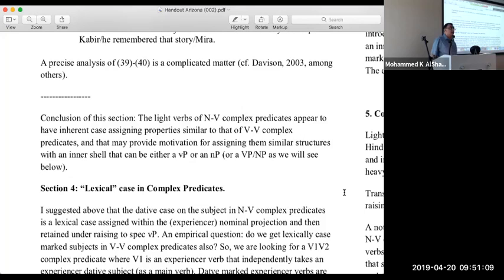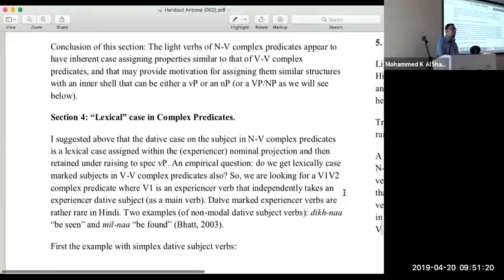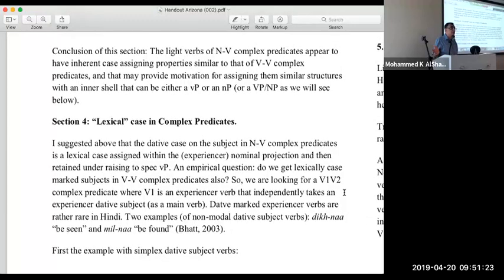So inherent case is the responsibility of the light verb. Lexical case is actually the property of the heavy verb. A heavy verb can assign lexical case, which is retained under movement, so that has to be assigned lower in the shell. To find out if that's true or not, we have to go back to the VV compounds, which is what section 4 is about. I'll let you read that at your leisure. Basically, you have to find psych predicates that take lexical subjects that are marked with dative and see if that stays put. And it does.